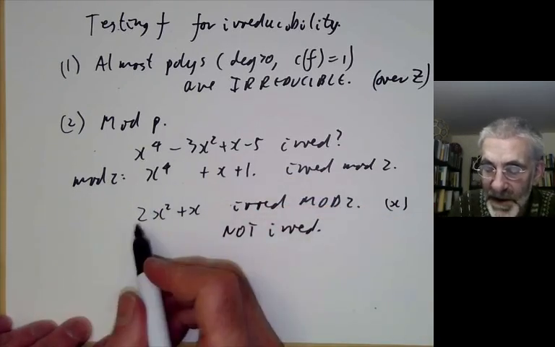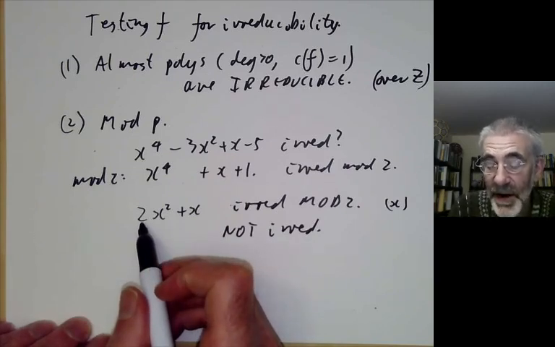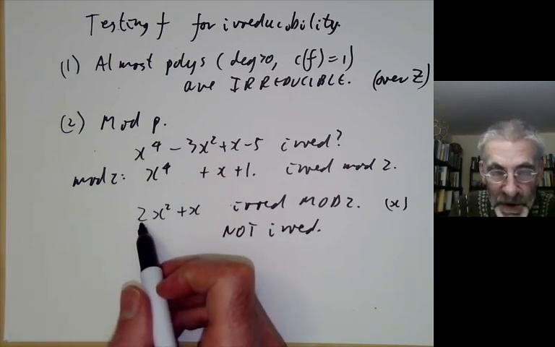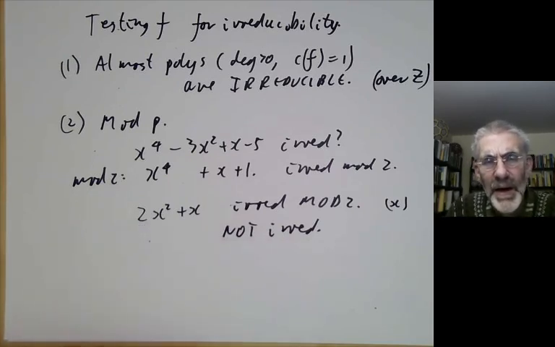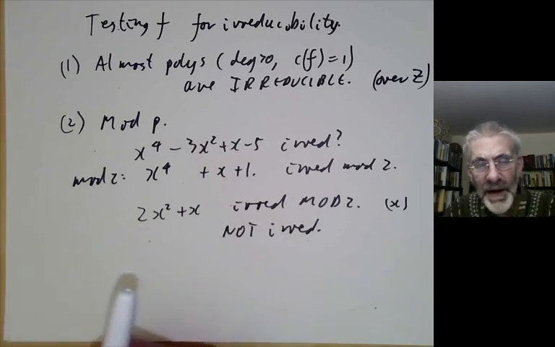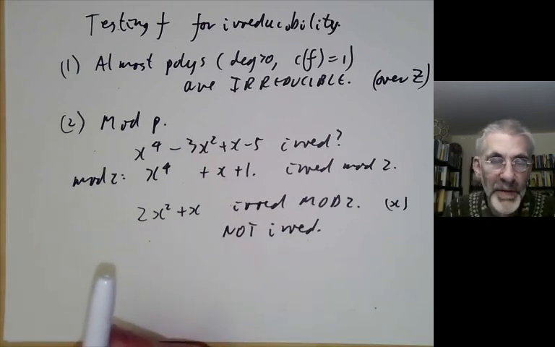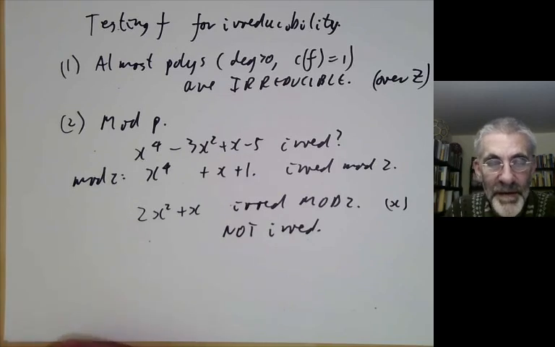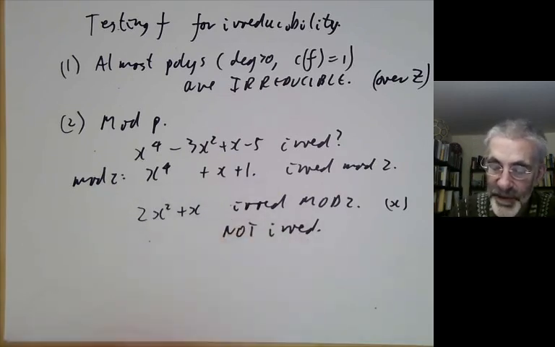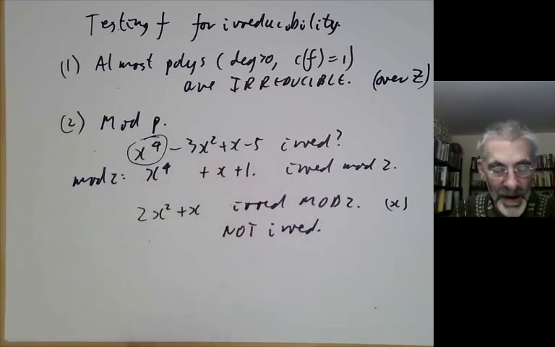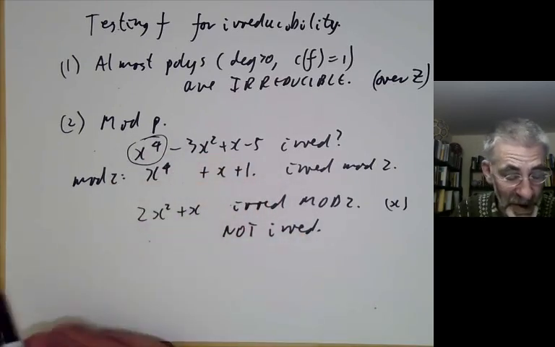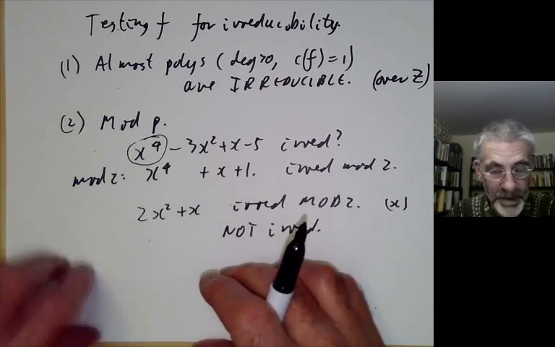The problem here is the leading coefficient is divisible by 2, which means when you reduce it mod 2, the degree of the polynomial drops, and if the degree of a polynomial drops, then weird things can happen, like an irreducible polynomial might become a unit if its degree drops. So when you test polynomials mod p, make sure the degree doesn't drop.